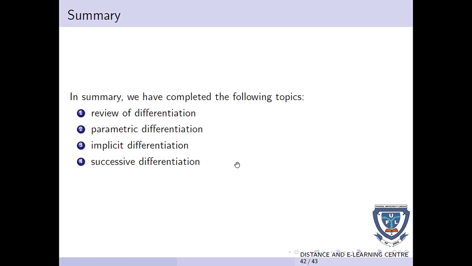In summary, we have completed the following topics: review of differentiation, parametric differentiation, implicit differentiation, and successive differentiation. So in our lesson 2, we are going to continue with Leibniz theorem, Taylor's and Maclaurin, and so on and so forth.